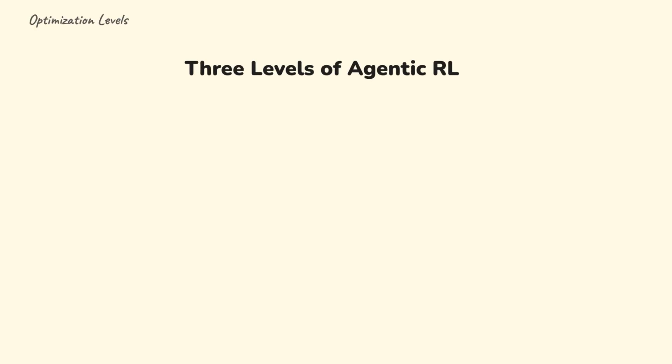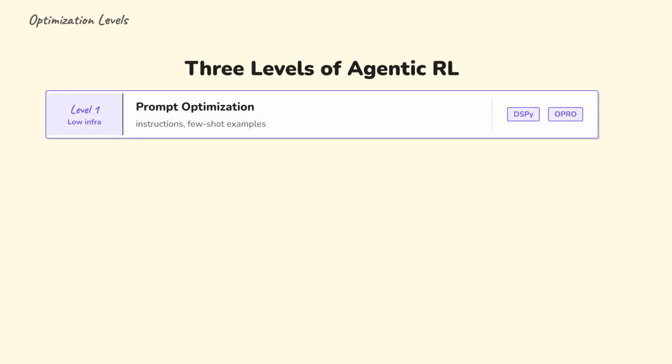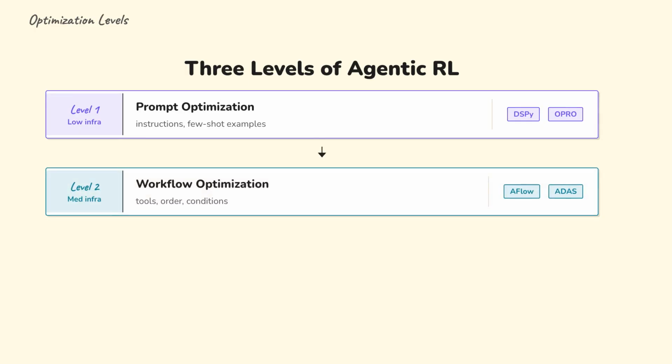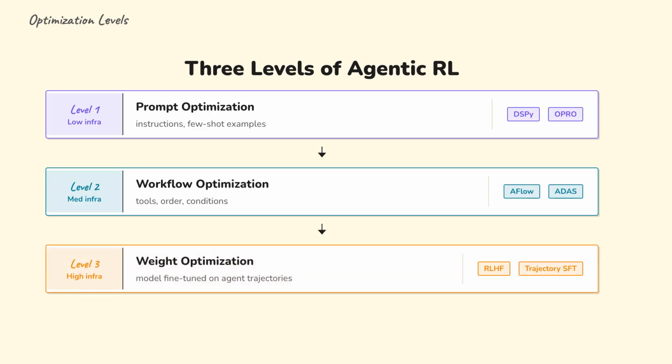What does it actually mean to apply RL to scaffolding? There are 3 distinct levels with very different costs and trade-offs. At the prompt level, you optimize instructions and few-shot examples. Systems like DSPy do this with gradient-like optimization. At the workflow level, you optimize which tools get called, in what order, under what conditions. AFlow and ADAS use Monte Carlo tree search to explore this space. At the weight level, you fine-tune the model on successful agent trajectories. Knowing which level you are working at is the first architectural decision you will face.